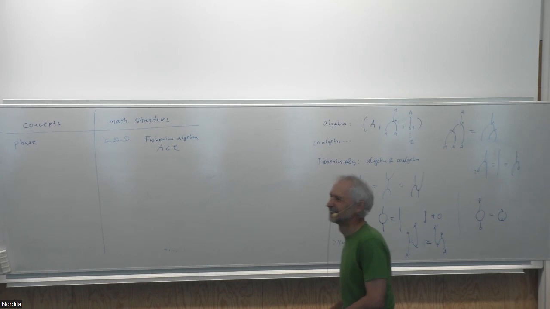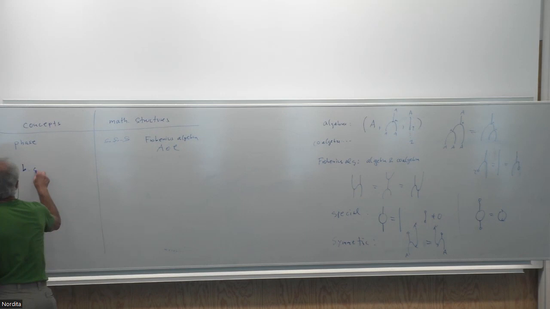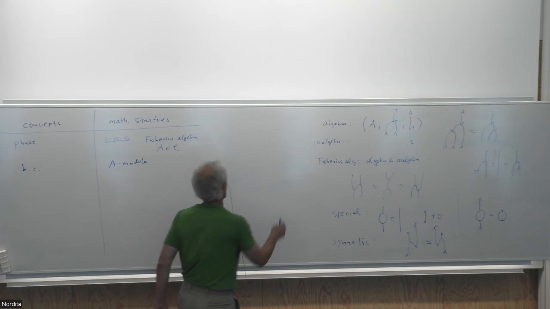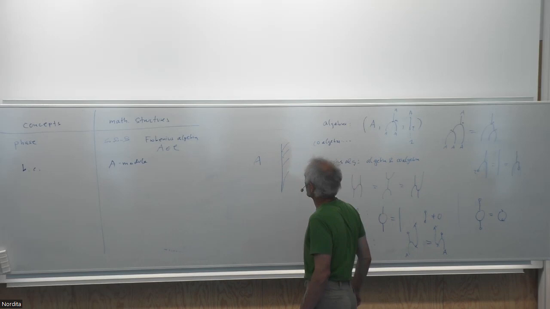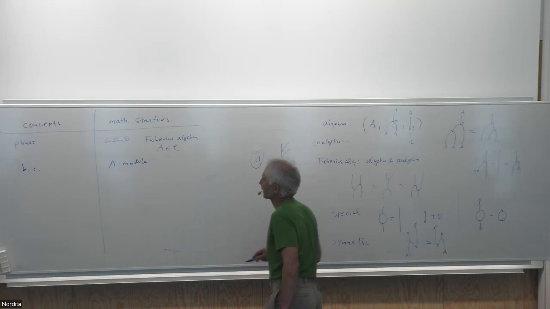So what is a boundary condition? Now I have to speed up. Boundary condition is an A module. So if I have a boundary where my world sheet, the adjacent part of the world sheet is in phase A, labeled by a Frobenius algebra, then the boundary condition is specified by an A module.